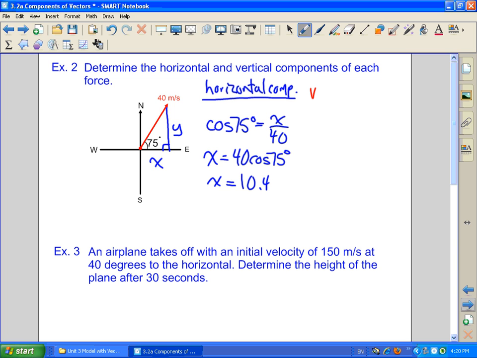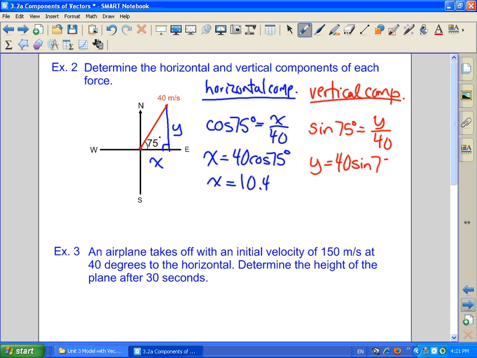Okay, I'll do a therefore statement combining them this time. So for our vertical component, again, we're looking at the y. That's our opposite side with our hypotenuse. So that tells us we're using the sine of 75 degrees equals y over 40. Okay, y equals 40 times sine 75 degrees. Plug that in your calculator, and you should get 38.6.